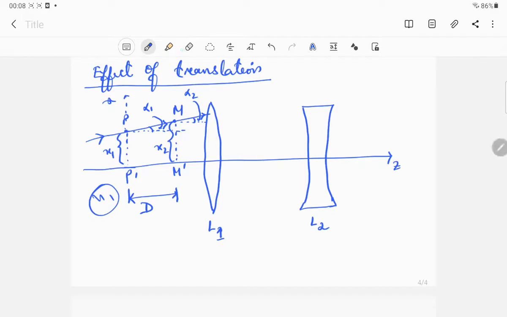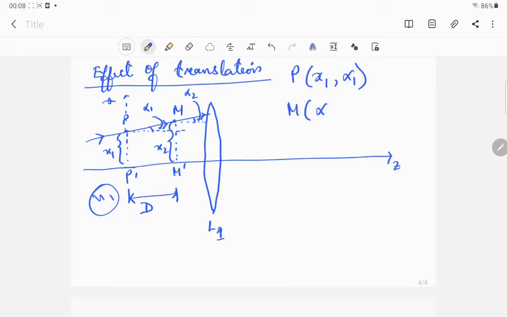I will remove this part, as it is not that necessary. I will use this. Here you see the point P has a coordinate x1, alpha 1, as I have already discussed, and the point M has a coordinate x2, alpha 2. Here x1 is the height of the point P and x2 is the height of the point M on the ray of light above the principal axis. Principal axis means Z axis.